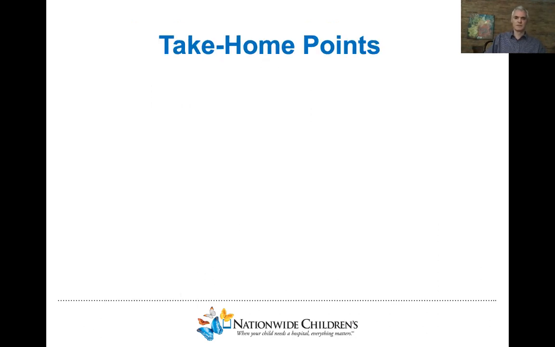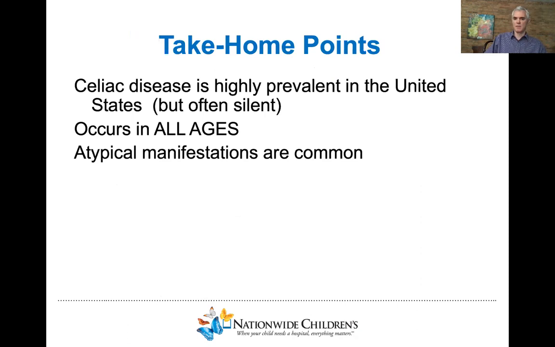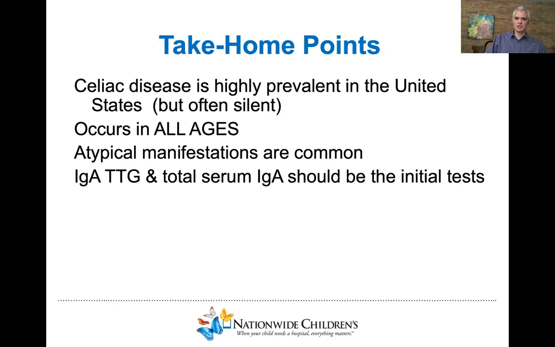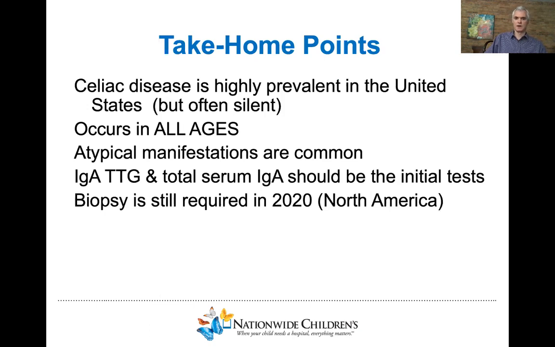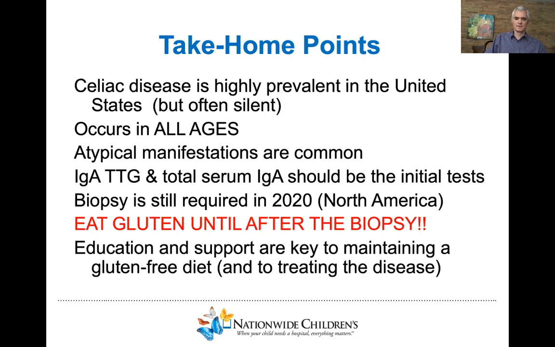So the take-home points about celiac disease. It is still highly prevalent in the United States, but often silent. It can occur in all ages. Atypical manifestations are common, and probably even more common than GI manifestations. The IgA TTG and total serum IgA should be the initial test of choice. Biopsy is still required in 2020 in North America. European guidelines do differ a little bit. And please have your patients continue to eat gluten until after they have undergone the biopsy. And finally, education and support are key to maintaining a gluten-free diet, as well as to treating the disease.